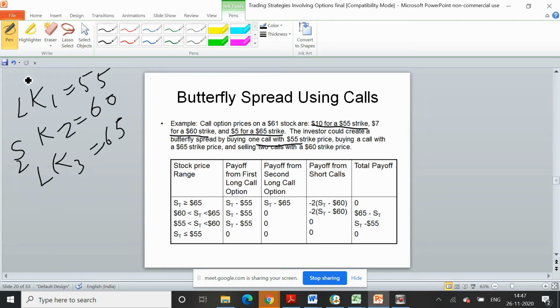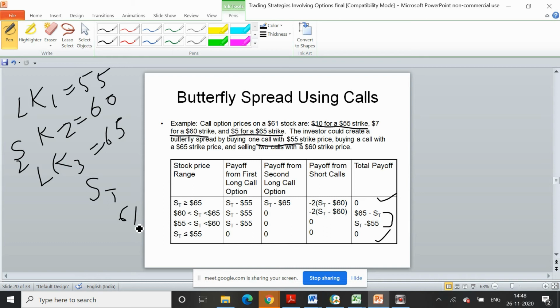Now, we have to see what the spot price is. If the spot price lies between K1 and K3, there will be some profit. But if the price lies beyond K1 and K3, net payoff will be 0. So let's say the price is 61, which is between 60 and 65. In that case, what will happen? Payoff from the first long call. The first long call was for K1, for 55.